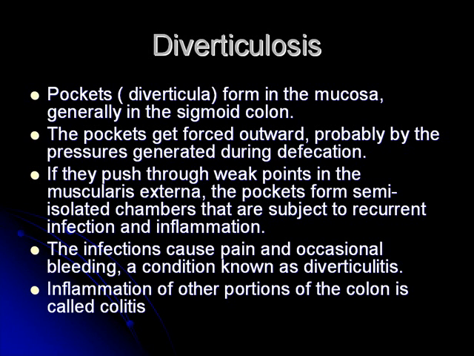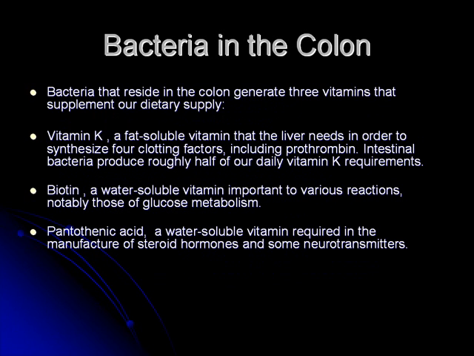Another disease condition that can strike the gastrointestinal tract, this specifically in the large bowel, is called diverticulosis. Pockets, or diverticula, form in the mucosa, generally in the sigmoid colon. The pockets get forced outward, probably by pressure generated during defecation. If they push through weak points in the muscularis externa, the pockets form a semi-isolated chamber and are subject to recurrent infection or inflammation. The infections cause pain, occasionally bleeding, and the condition is known as diverticulitis. Inflammation in other portions of the colon is called colitis.